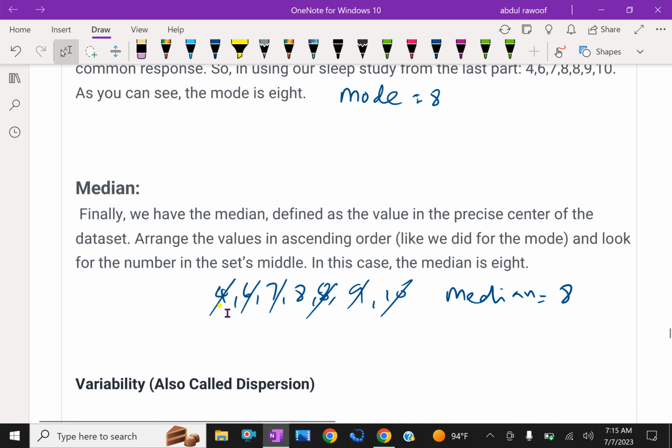Suppose there is an even number of numbers, then we have to take the two middle numbers, add them and divide by 2; that is our median. Here the median is directly 8.